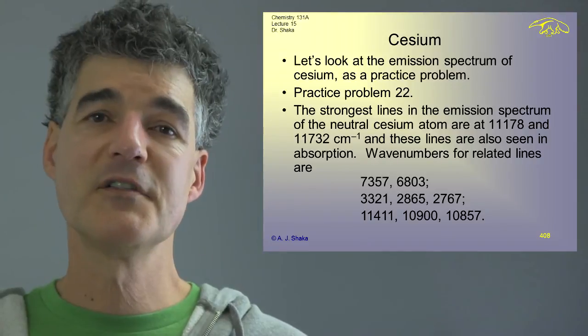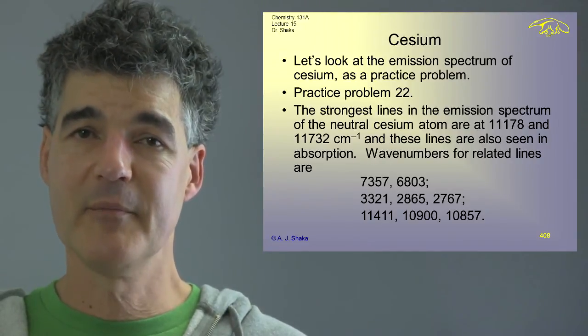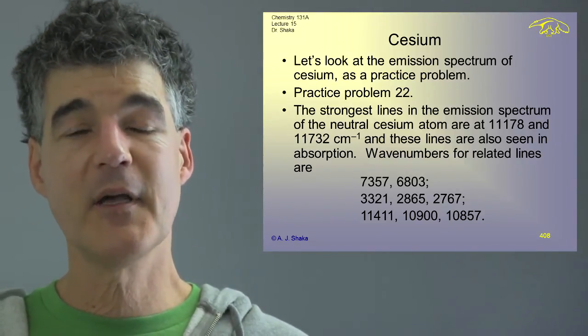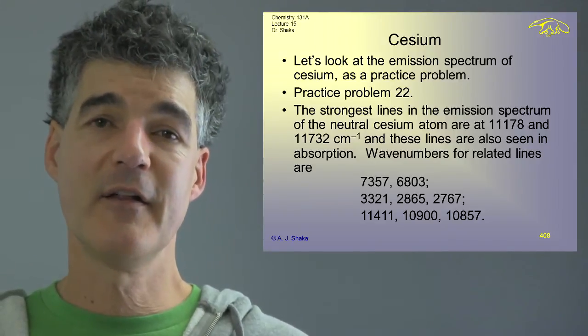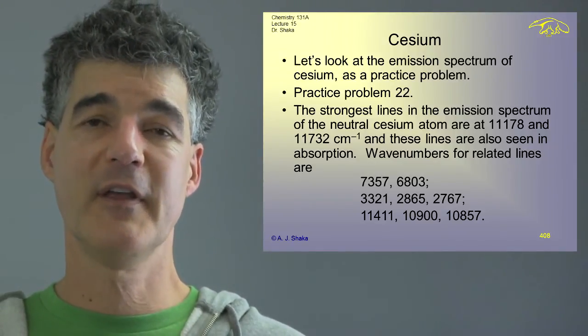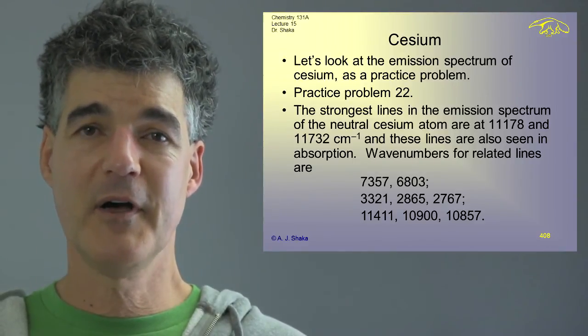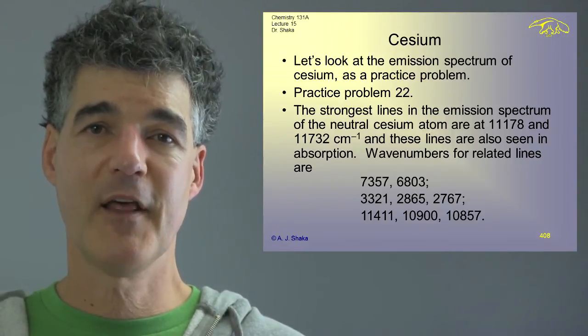Let's look at the emission spectrum now of the neutral cesium atom as a practice problem, and we're going to look at it in some detail. In fact, we're going to look at it in enough detail that we won't be able to finish the whole thing in this lecture, and that'll be good because we'll have time to digest what we did and then come back and have another look at it.